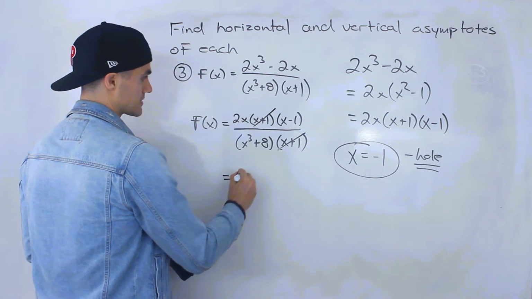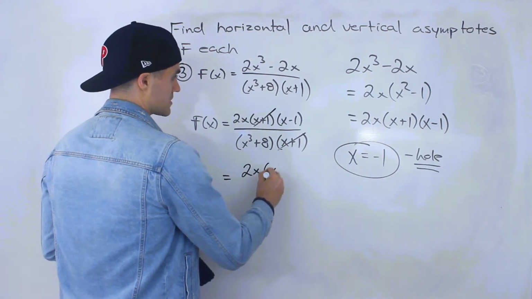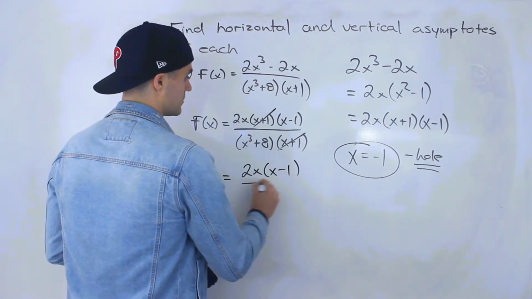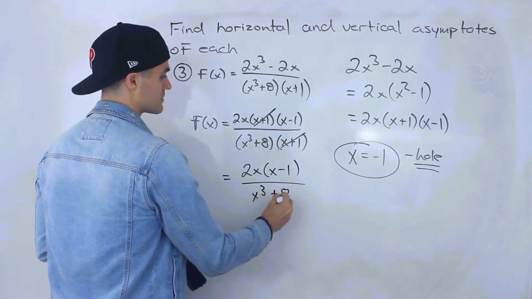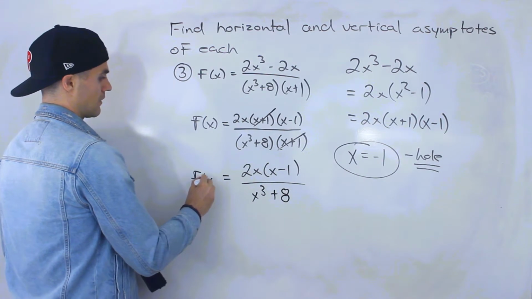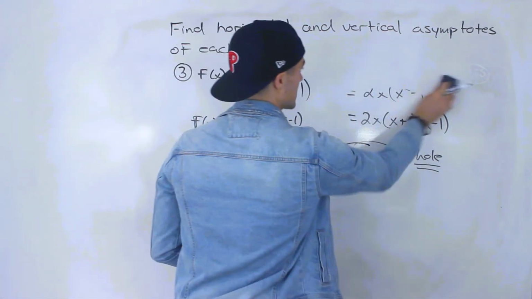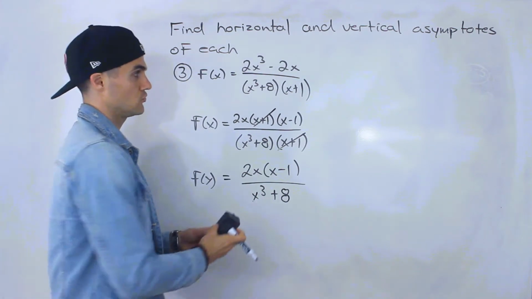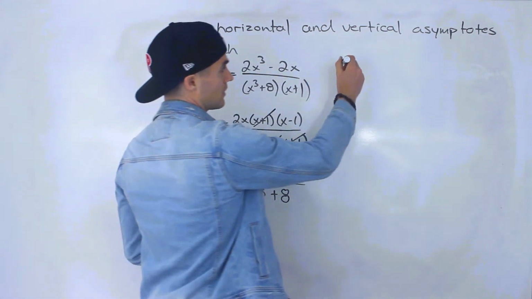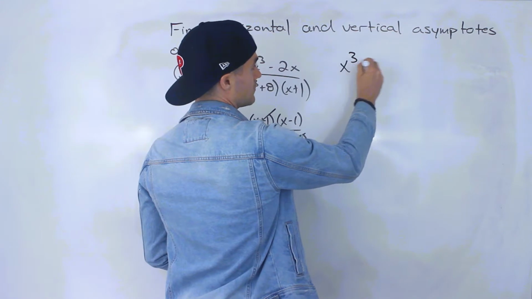So after those cancel out, the simplified function is going to be 2x times x minus 1 over x to the power 3 plus 8. Now notice that x to the power 3 plus 8, you could factor that. That's a sum of cubes. So if I take that, write it up here, got x to the 3 plus 8.